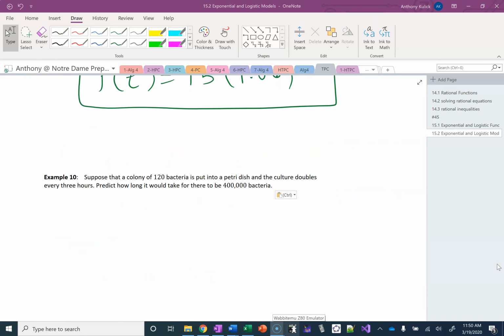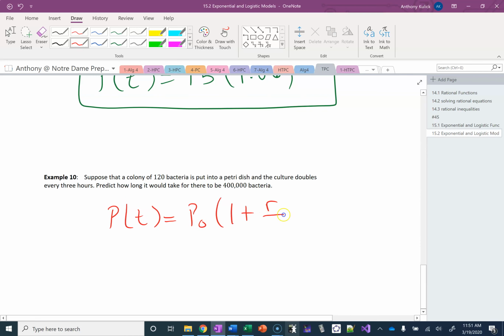So let's look at another example. Okay, so it says suppose a colony of bacteria is put in a petri dish and the culture doubles every 3 hours. Predict how long it would take for there to be 400,000 bacteria. So again, we're going to start by writing our model. And it should be easy to see that our initial value for P is 120.